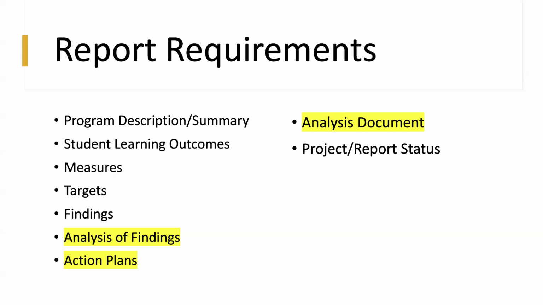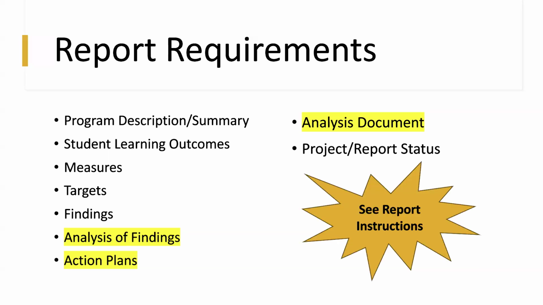So the big changes this year are with the analysis of findings, action plans, and that analysis document. Everything else stays relatively the same, so I'm not going to go over those components. You can find details about those components in our instructions on the website page that I showed you. It details exactly how many student learning outcomes, what they should look like, all those sorts of things. So again, see the report instructions for details on any of these parts.